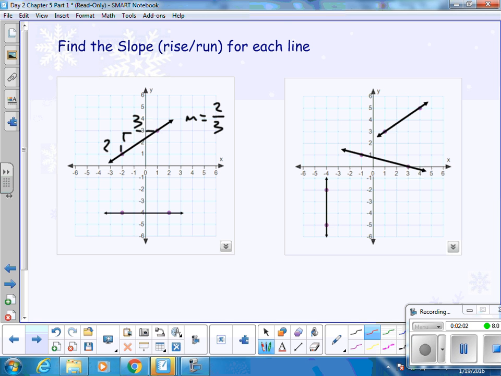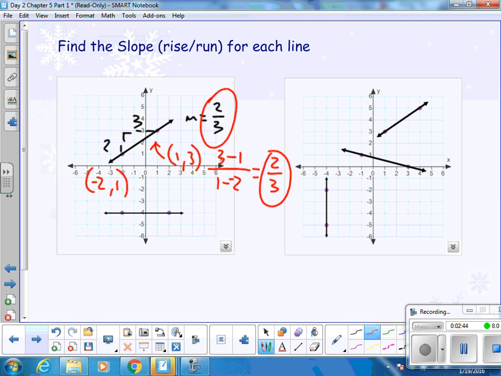We could also use the slope formula, and I'm going to do that with this one, just for this particular point. So we can see that this point is at 1, 3. This point is at -2, 1. So if I use my ratio here, I can see 3 minus 1 over 1 minus -2. 3 minus 1 is 2. 1 minus -2 is 3. So we can still end up with our slope equaling 2/3.